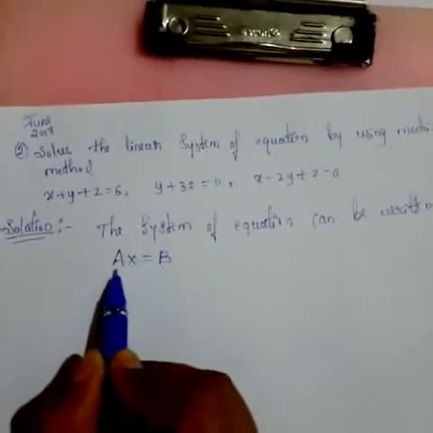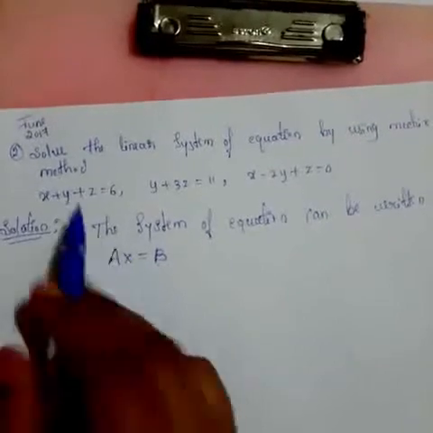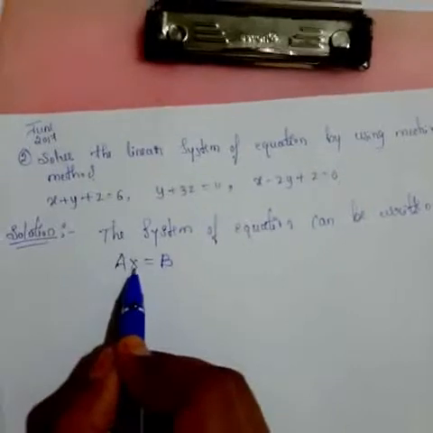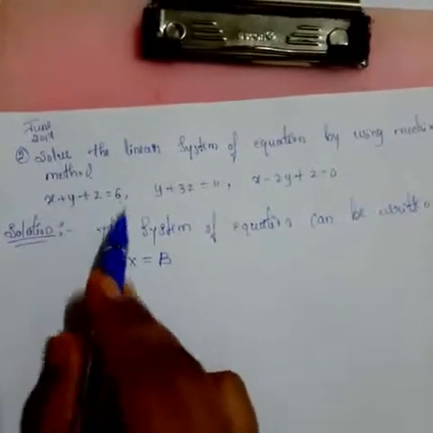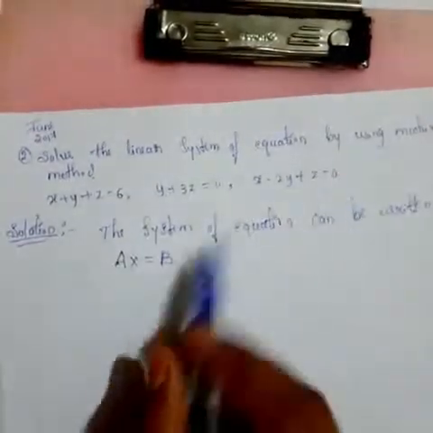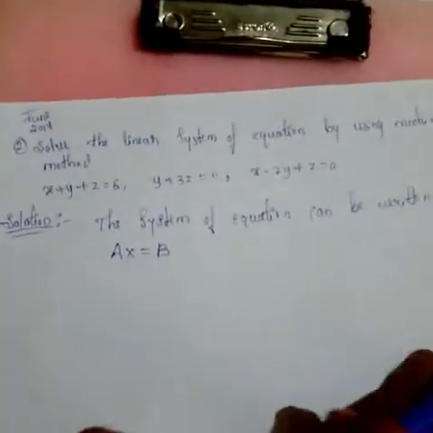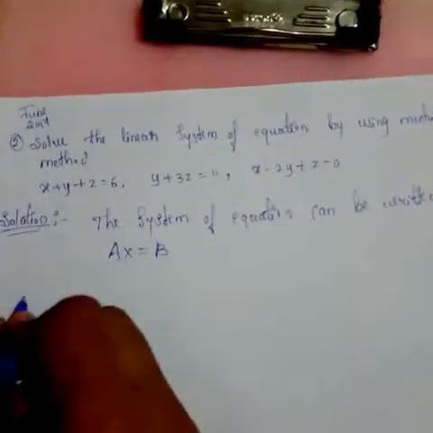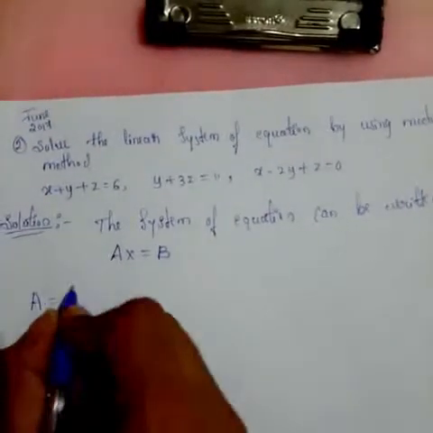First, A is nothing but the coefficients of x, y, z. We have to write it in matrix form. X is nothing but the unknown variables, which we write column-wise. B is nothing but the RHS values, which we also write column-wise. So first we have to write the A matrix.